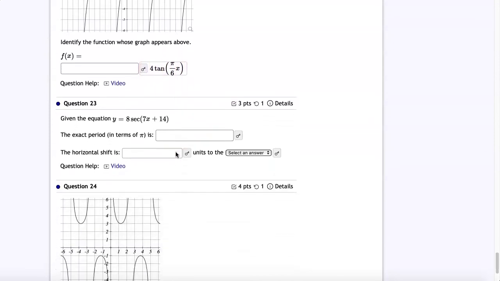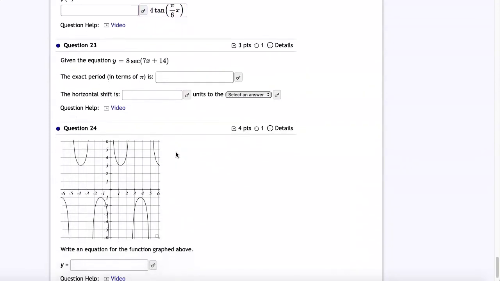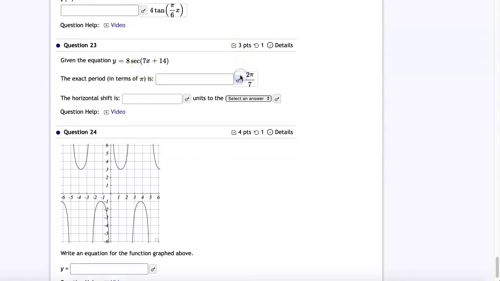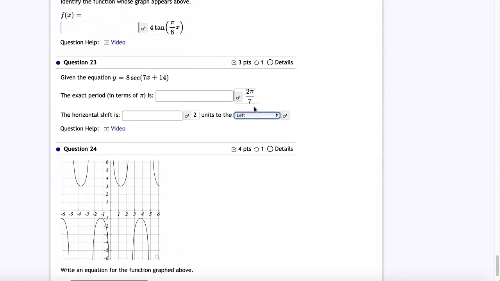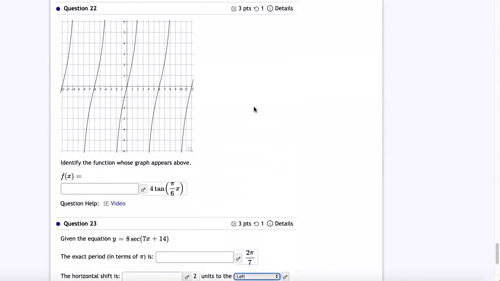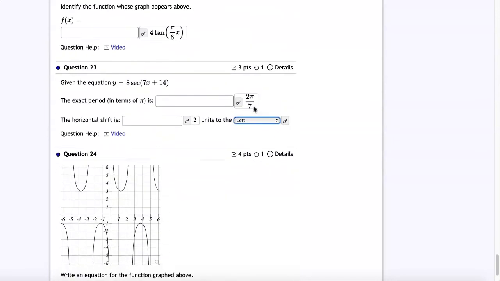For number 23, the period of secant and cosecant is going to be 2 pi divided by the b value, so we have 2 pi divided by 7. If you factor out the 7, you have 7 times x plus 2. That would mean a shift 2 to the left. And that's as simple as your problem is for number 23. So 23 is a pretty simple problem, just like number 21 is.